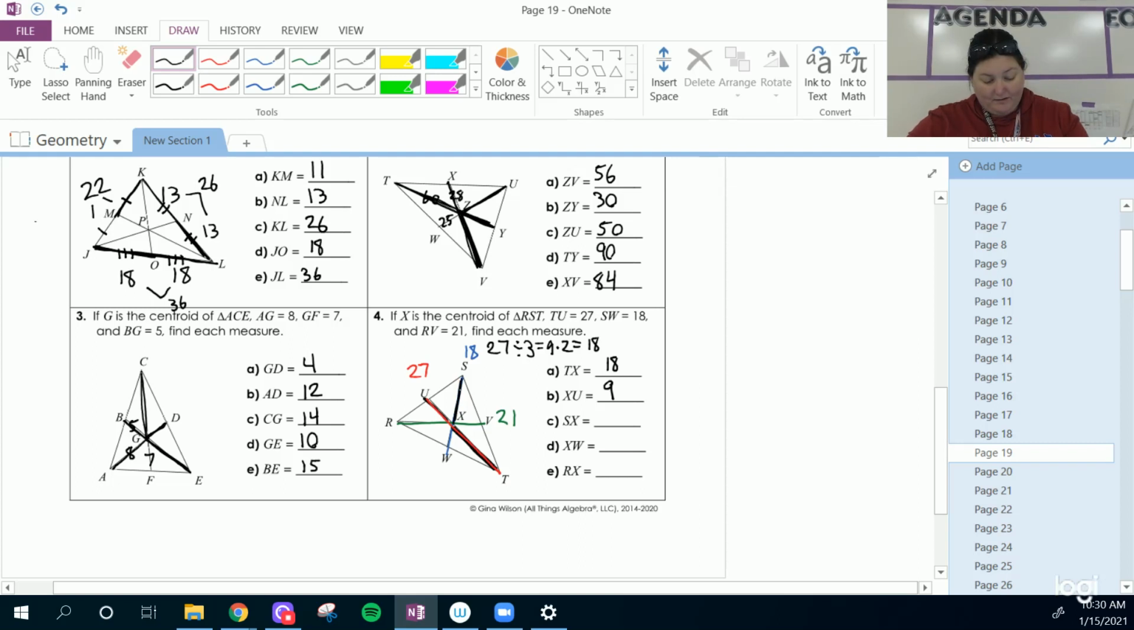SX is the next one. SX is a larger piece, so we're going to take the median and divide it by 3. So 18 divided by 3 is 6. And then it's the larger piece, so we multiply that by 2 and we get 12. XW is the other piece that they want. We already found that is 6. RX is the big piece of 21. So we're going to do 21 divided by 3, which is 7, and we multiply that by 2, which is 14.